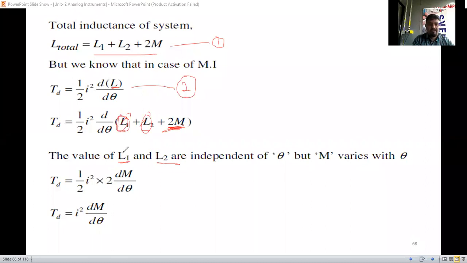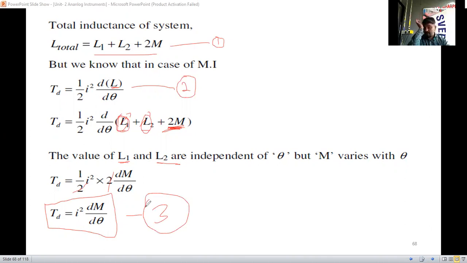So that is 0. So d of 2M by d theta is 2 dM by d theta. This 2 will get cancelled: 1 by 2 into 2 is 1 only. So TD equal to I square dM by d theta. The deflecting torque we have calculated here now. That is the final torque equation of the EMMC instrument.